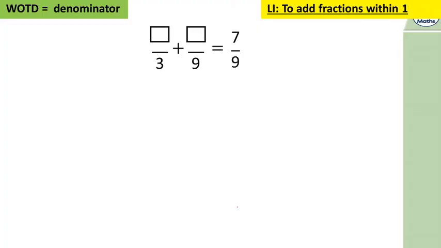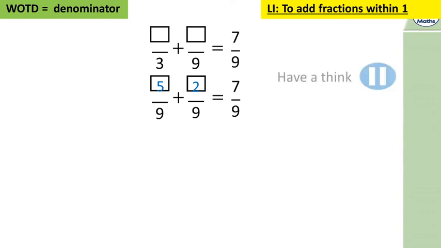Okay, so here we have something thirds, add something ninths equals 7/9. We need to put those into ninths to start with. So we could have 5/9 plus 2/9 equals 7/9. Does that work though? Because remember, we have to convert this back into thirds. What do you do with 9 to make it equal 3? You divide it by 3. Can you divide 5 by 3?